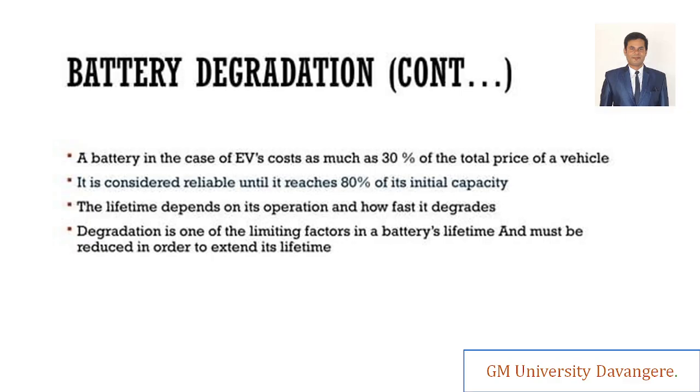So that's why degradation is one of the limiting factors, right? You have to limit these degradations in the battery lifetime, or else the battery life will obviously reduce. If you are giving 5 years, it will come only for 2 years. So we have to think more about the battery life also, right? Degradation must be reduced in order to extend its lifetime. If you want to increase the life of the batteries, degradation has to be reduced.